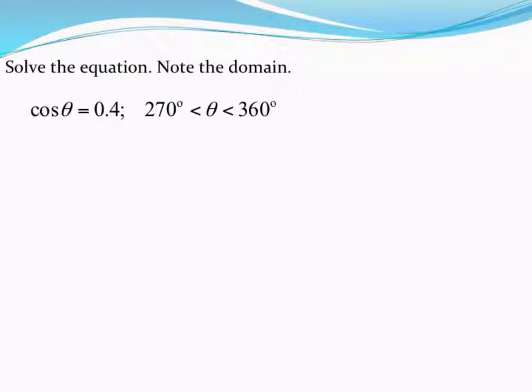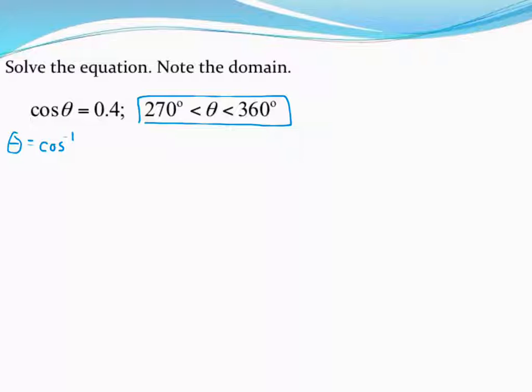Let's take a look at solving some inverse trig problems that seem at first glance to be really easy, but have a little bit of a trick to them because of what they do with our domain. So we begin with this part of our problem. Cosine of theta equals 0.4. And so we're going to solve that. It seems really easy. To find theta, we're going to do an inverse cosine.